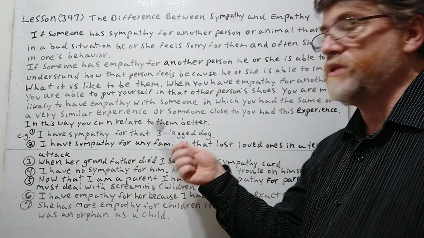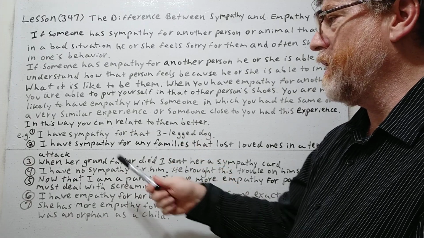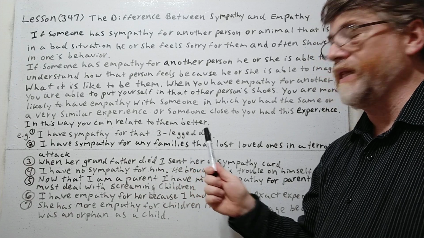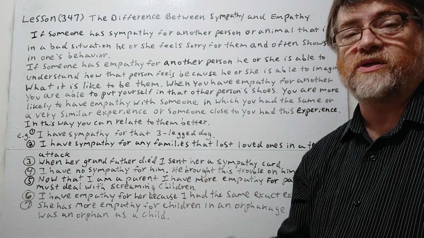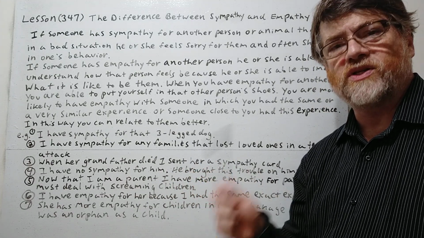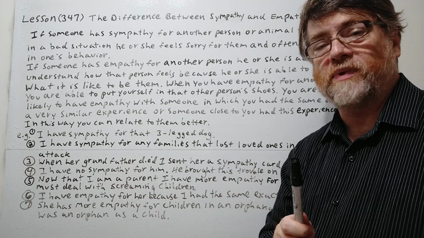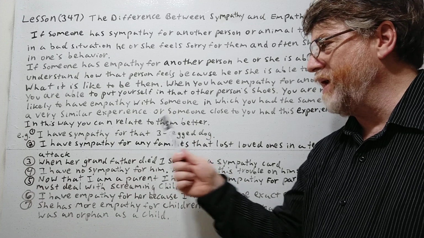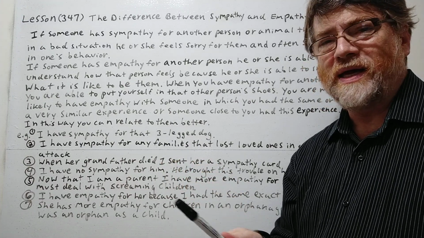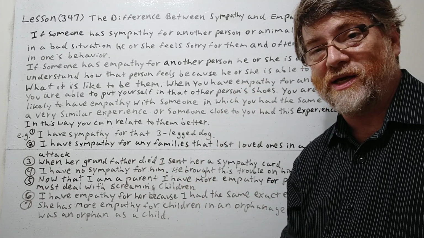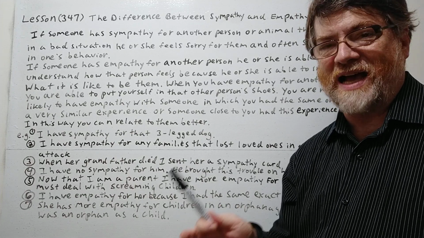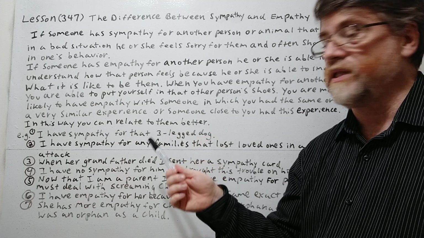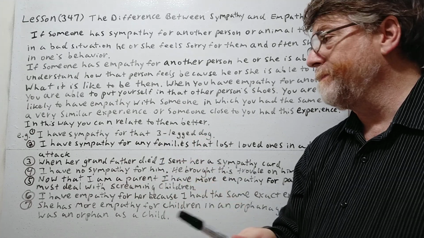Let's look at the sympathy ones on top here. So example number one: I have sympathy for that three-legged dog. All right, so maybe it's a dog missing a leg, and you feel sorry for it. But this is a good example. If you try to put empathy in here, it just doesn't really work as much. I have empathy for that three-legged dog. Can you imagine what it's like to be a three-legged dog? Not exactly, so you wouldn't likely use empathy. You would most likely just use sympathy here.